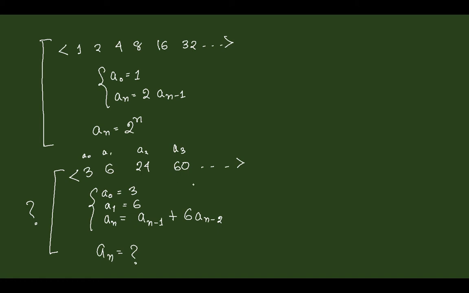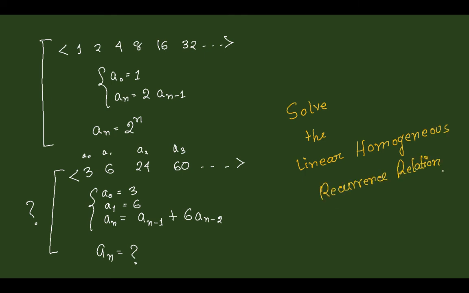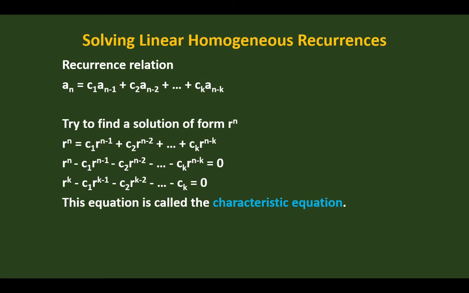So for this, we need to solve the linear homogeneous recurrence relation. Now, how to solve a linear homogeneous recurrence relation? The nth term of the sequence would be expressed like this. As we all know, this is a linear homogeneous recurrence relation.